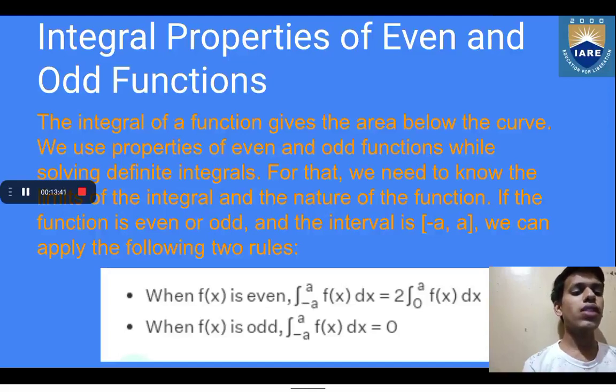When the function f of x is even, and the integration is from minus a to a of f of x dx, then we can write it as 2 times the integral from 0 to a of f of x dx. When the function is odd, the integration of minus a to a f of x dx is equal to 0, so it will simplify. So these are the integral properties of even functions and odd functions. Even functions give twice the integral over the limits from 0 to a, whereas an odd function gives you 0.